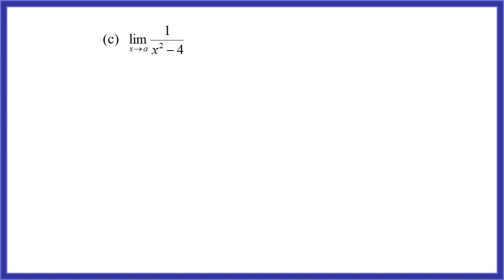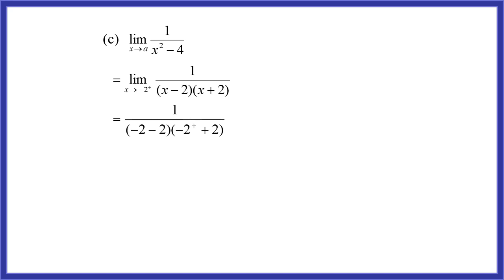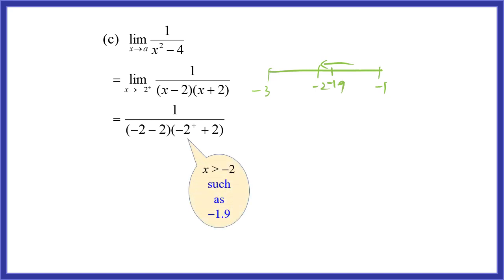Okay, for question C, a is negative 2 from the right side. If we substitute negative 2 from the right side, we can see what the values are. This is negative 2. The right side of negative 2 is negative 1, this one is negative 3, right? So the right side of negative 2 is negative 1.9, such that negative 1.9. If negative 1.9 plus 2, it will be a positive number. That's why it's 0 from the right side. But this 0 from the right side is multiplying with a negative number, so it will be a 0 from the left side, a negative number. So 1 over a negative number will be negative infinity. So this is different from question A. In question A, it's multiplied with a positive number, so it keeps a positive number. But in question C, we are multiplying with a negative number.